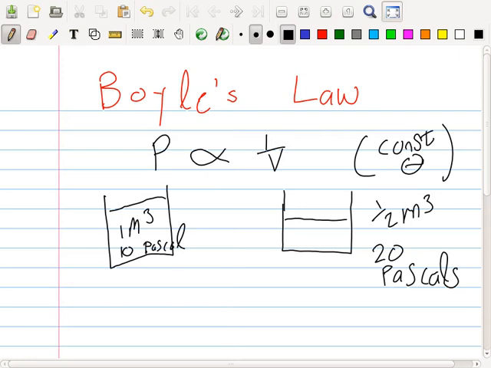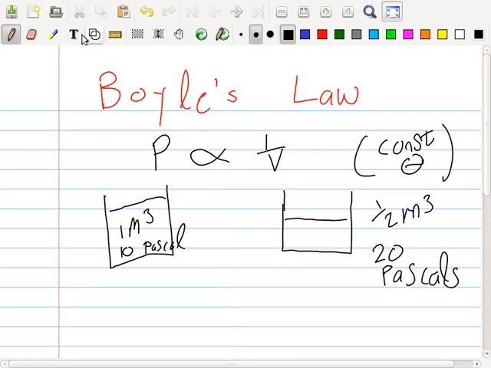So if you half the volume, you double the pressure. And what would happen if I double the pressure? Half the volume. Did I just say the same thing backwards? Sorry, if you half the volume, you double the pressure, and if you half the pressure, you double the volume. Why is it like this? What happens when you have more pressure?